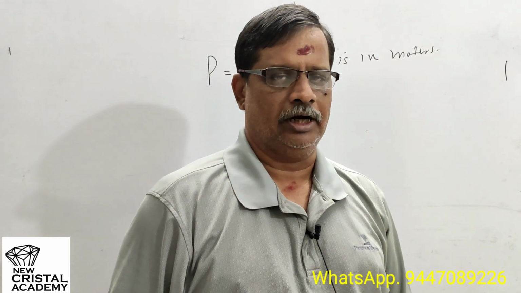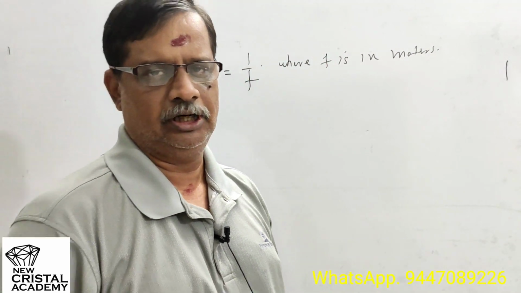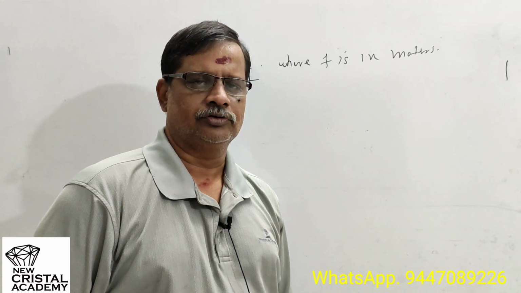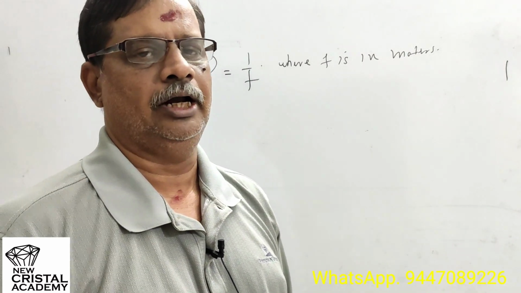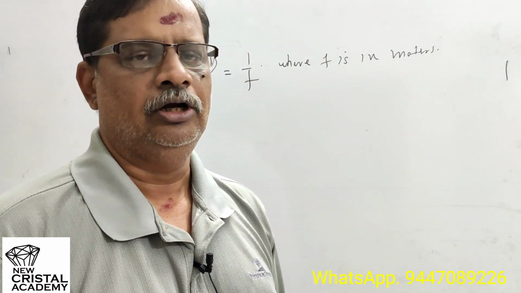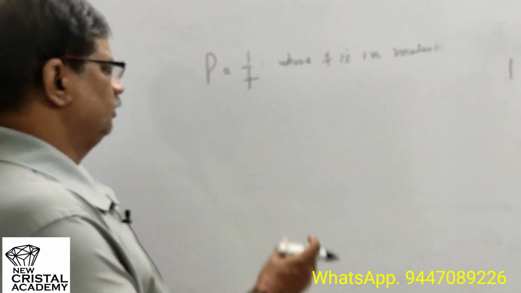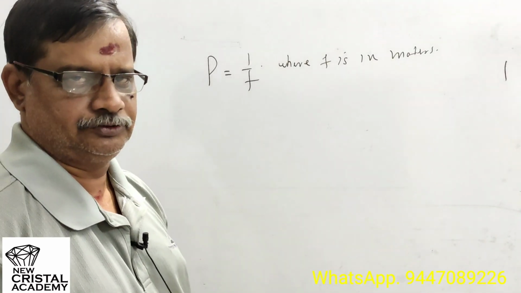So you know that there are converging lenses, converging mirrors, diverging lenses and diverging mirrors. Both the concave mirror and convex lens are of converging type, and convex mirror and concave lens are of diverging type. So this is the expression for the power of a lens.